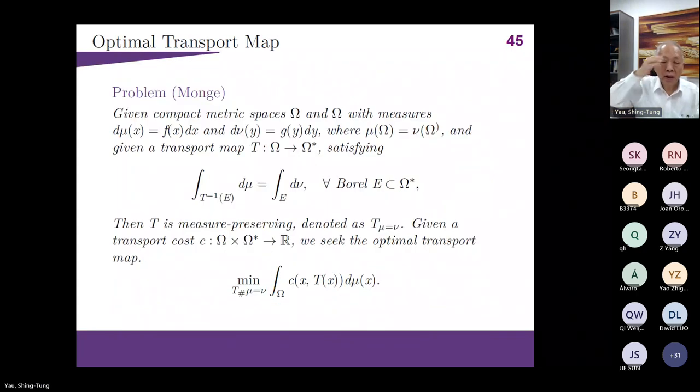Well, there's a well-known problem that dates back to the old days, a couple hundred years ago, called the optimal transport map problem. It was proposed by a French mathematician called Monge. Monge proposed the optimal transport map problem. Given a compact metric space omega, and omega star, with measures d mu equal to f(x) dx and d nu equal to g(y) dy.